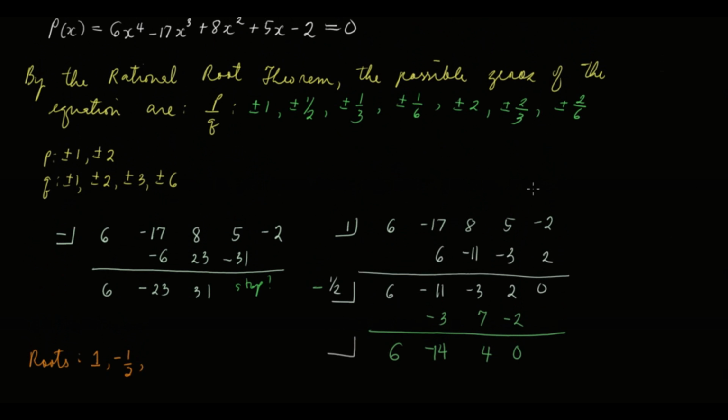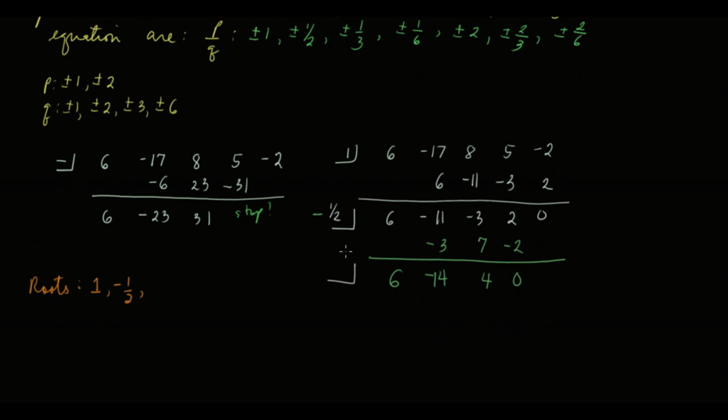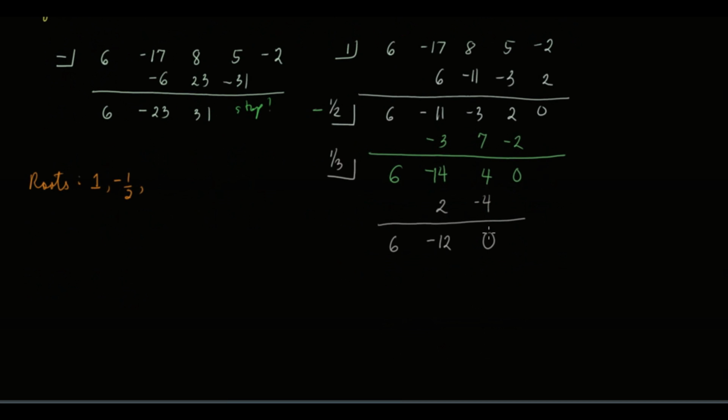Let's try 1/3. So, we have 6. 6 times 1/3 is 2. This is negative 12. Then negative 12 times 1/3 is negative 4. Yeah. So, yan. The other one is 1/3. And then we're left with this. 6x minus 12 is equal to 0. 6x is equal to 12. Divide everything by 6. And then x is equal to 2.